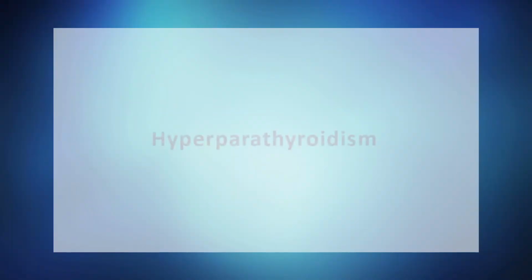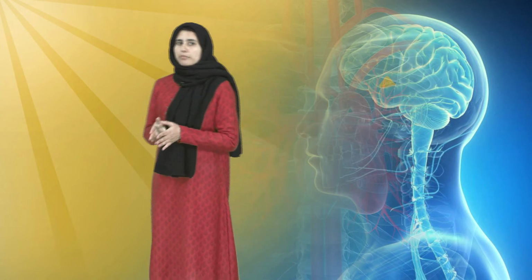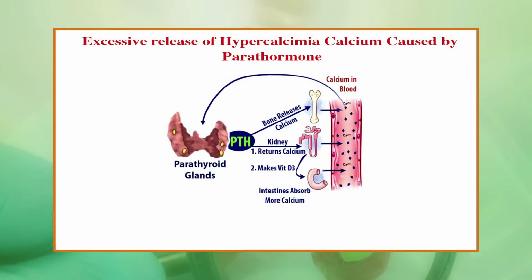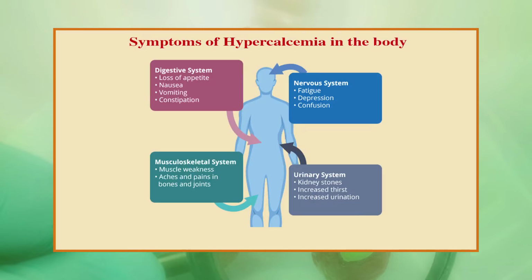Now, let us discuss hyperparathyroidism. It can be grouped into primary hyperparathyroidism and secondary hyperparathyroidism. Now, we will discuss primary hyperparathyroidism. It is caused by the excessive release of parathyroid hormone. All the actions of parathyroid hormone raise calcium levels, due to which hypercalcemia, that is, excess blood calcium, results. Hypercalcemia and excess parathyroid hormone cause the symptoms as shown in the figure.